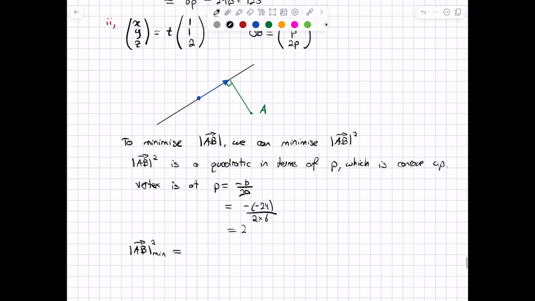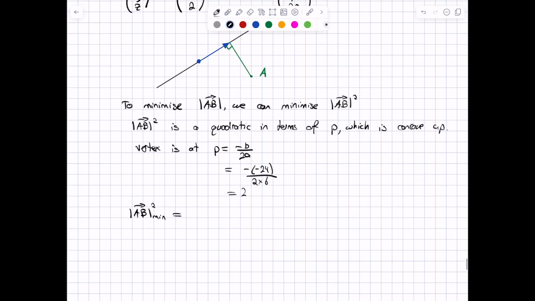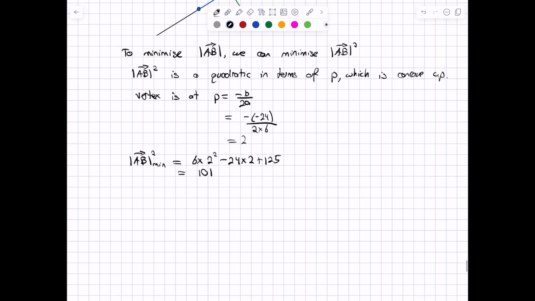So I'm going to sub P equal to 2 into this expression. I'll get 6 times 2 squared minus 24 times 2 plus 125. Putting that into the calculator should give us 101. And so therefore, the length of AB is minimized to give a value of 101. And I suppose it should be units. Okay, and so that's the shortest distance from A to the line L.